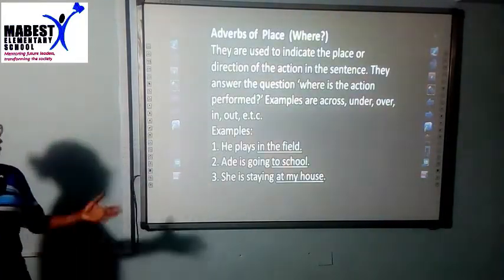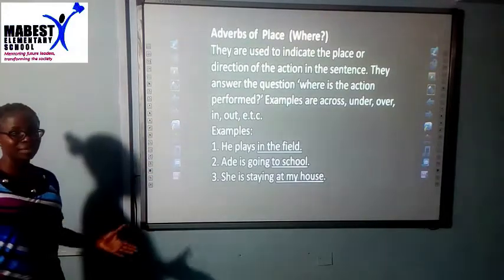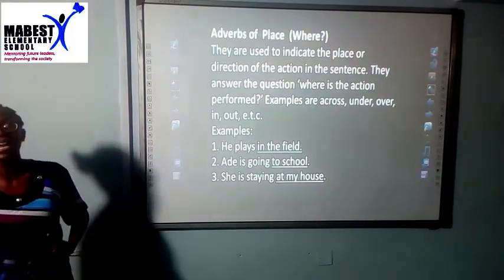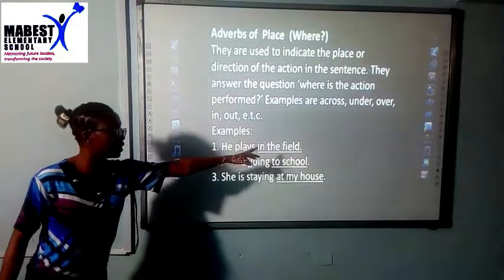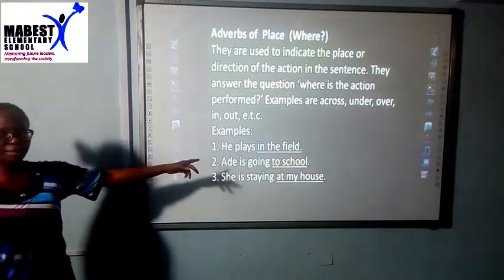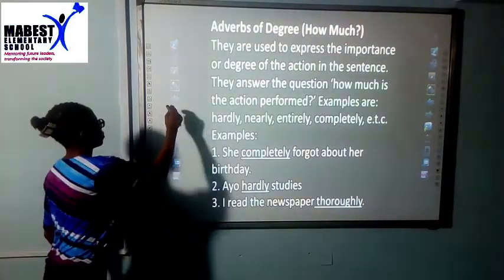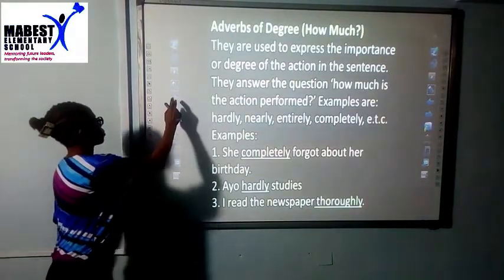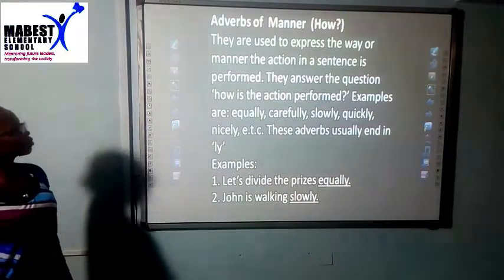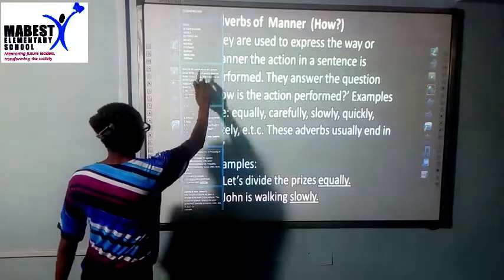Examples. Number one, he plays in the field. If I say, where did he play? I will say he played in the field. So in the field answers the question where. That is, in the field is telling us the place in which the action took place. It's making us know where the action took place.